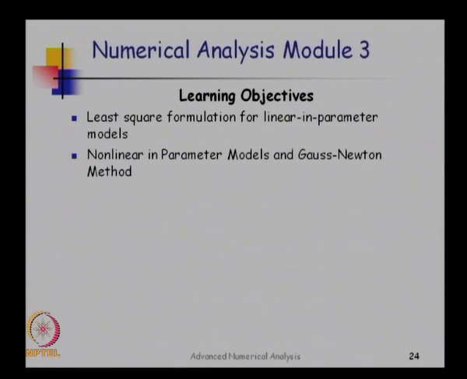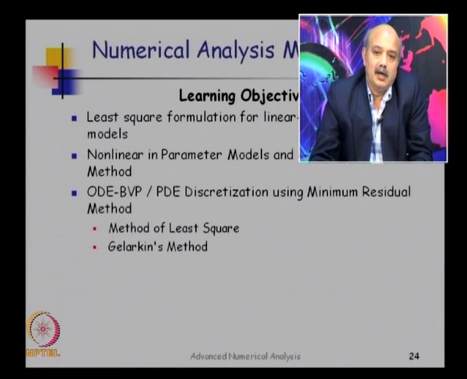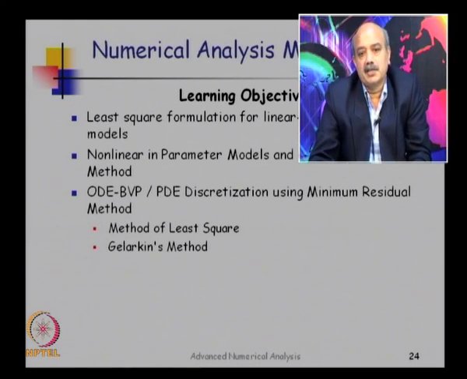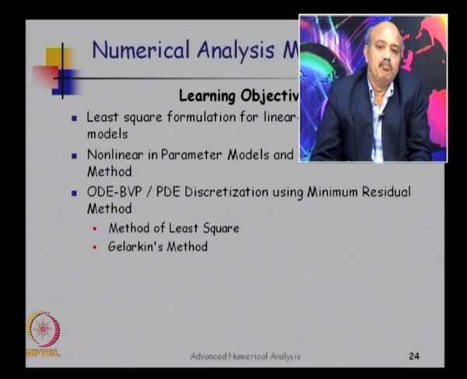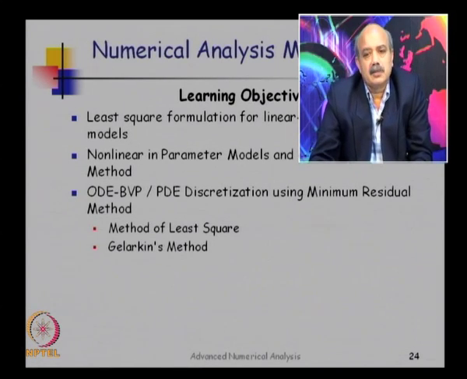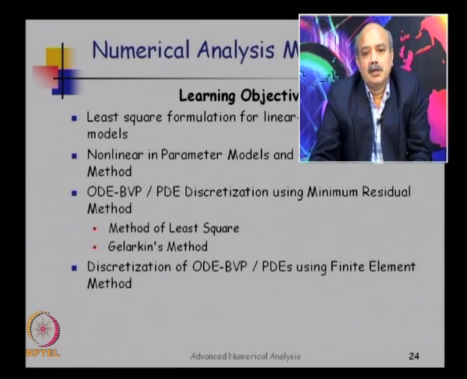So we're going to look at this method, and then finally move to problem transformations, which we have been already looking at. That is, how do you transform a boundary value problem, or how do you discretize a partial differential equation using the method of least squares. So these methods are known as minimum residual methods. A popular method in this class is the Galerkin method, and we'll study this method.